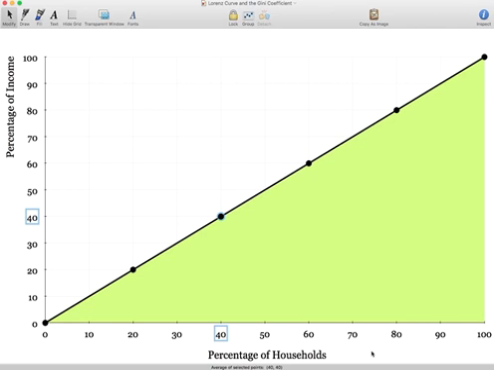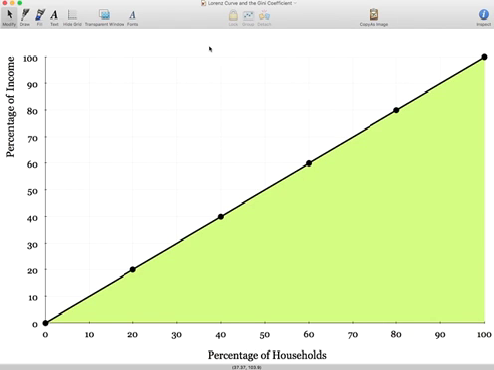So you see this straight line relationship here for this 45-degree line, and make sure you understand that because we're going to contrast that with a couple of different scenarios. This particular line measures perfect income equality. Every single household has the same level of income. So the poorest 20% of households has 20% of the income. The poorest 40% of households has 40% of the income because every single household has the same level of income.